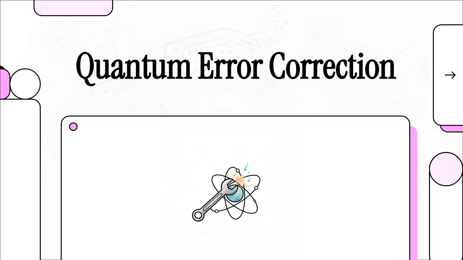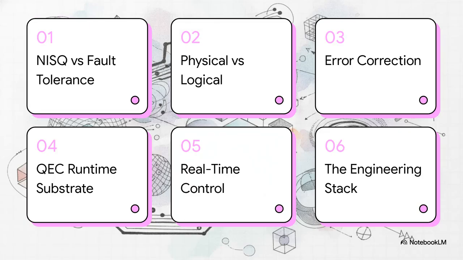To unlock the true potential of quantum computing, running those long-horizon algorithms like large-scale factorization or precise molecular chemistry, we've got to confront a pretty brutal reality right out of the gate. Current quantum hardware is noisy, and those errors compound incredibly quickly. So to make deep computations possible in principle, we absolutely must rely on a core mechanism, and that's quantum error correction. In this explainer, we're going to cover NISQ versus fault tolerance, physical versus logical qubits, error correction mechanics, the QEC runtime substrate, real-time classical control, and finally, the quantum engineering stack.